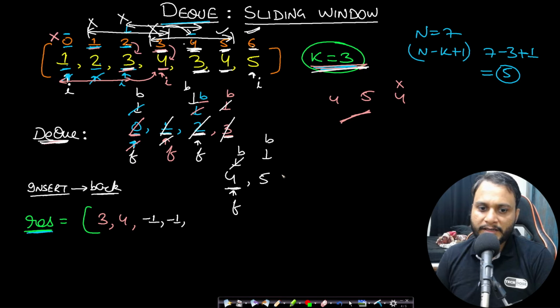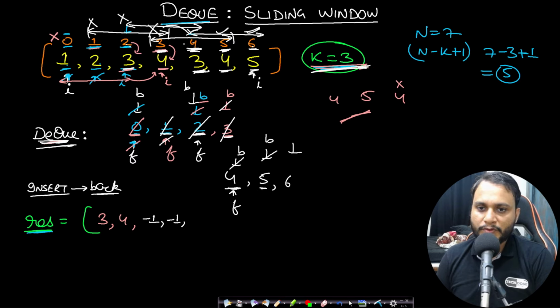Can I include this index 6? So check out. The back of the deque has one less value than this value 5. So it is 4. So definitely I can include this 6 on top of it. And then we are done. We have implemented our sliding window. After doing this, find the size of the deque.